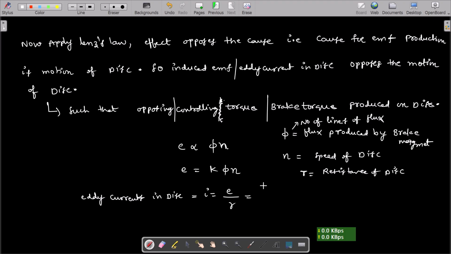Now substituting that value of E here, it will be equal to K1 phi N divided by R. This is about the eddy current induced here.